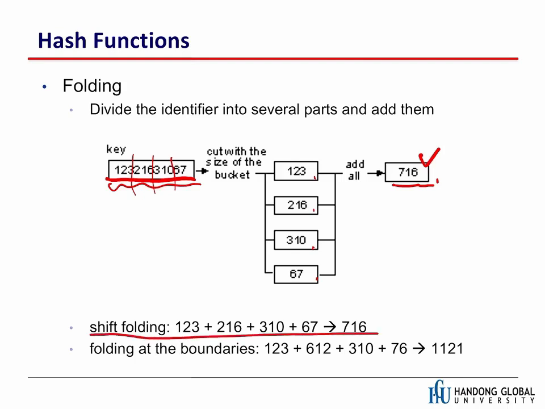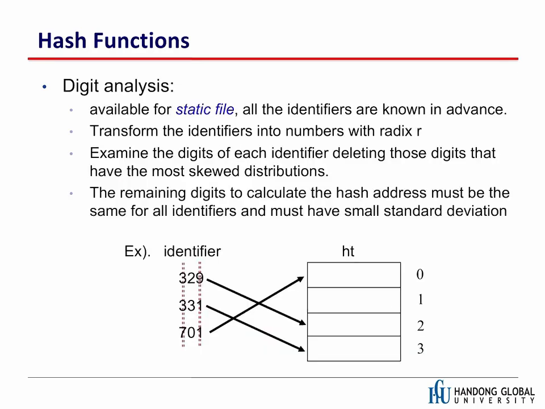That's the shift folding. Okay, and there's another variation here, folding at the boundaries. So we have 123, but instead of 216, we actually fold. So we get the 612, and we get the same number, and we fold. So every second number will be folded. Okay, so then we can have a little different number, but who knows which one is better.